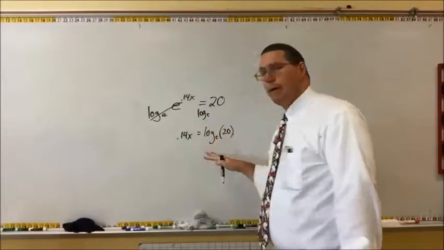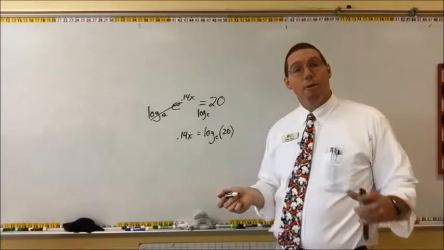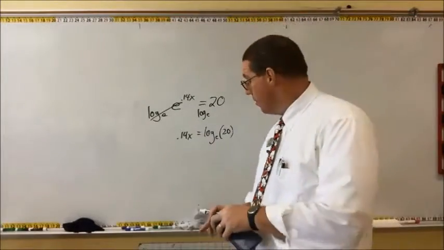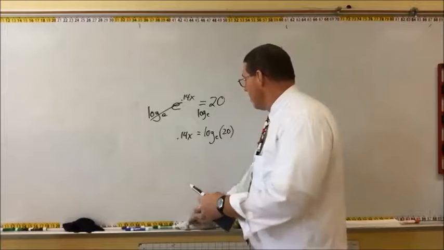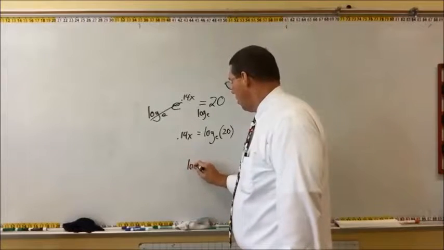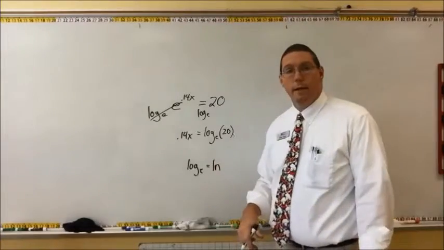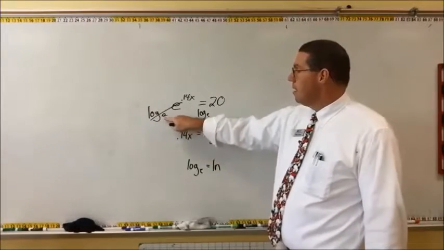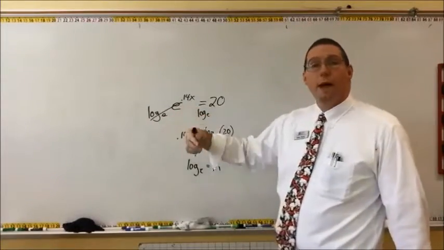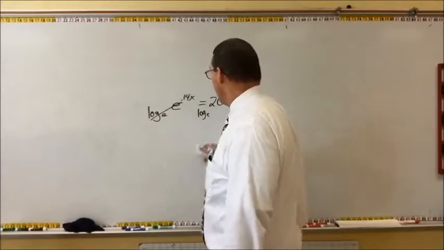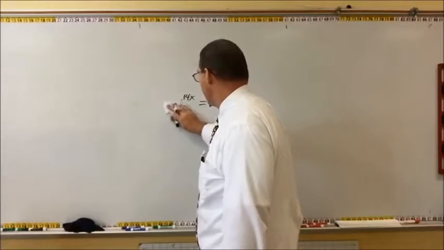But I want to stop here, because here's the thing. The calculator actually has a special button for log base e. The special button for log base e says ln. Log base e is the same thing as ln. So instead of doing log base e of e, we would do ln of e. So ln cancels an e like this.